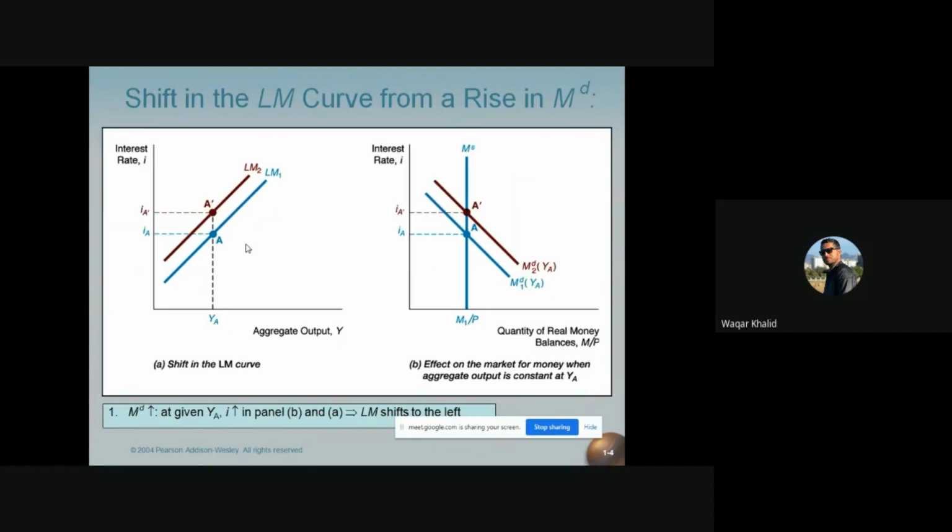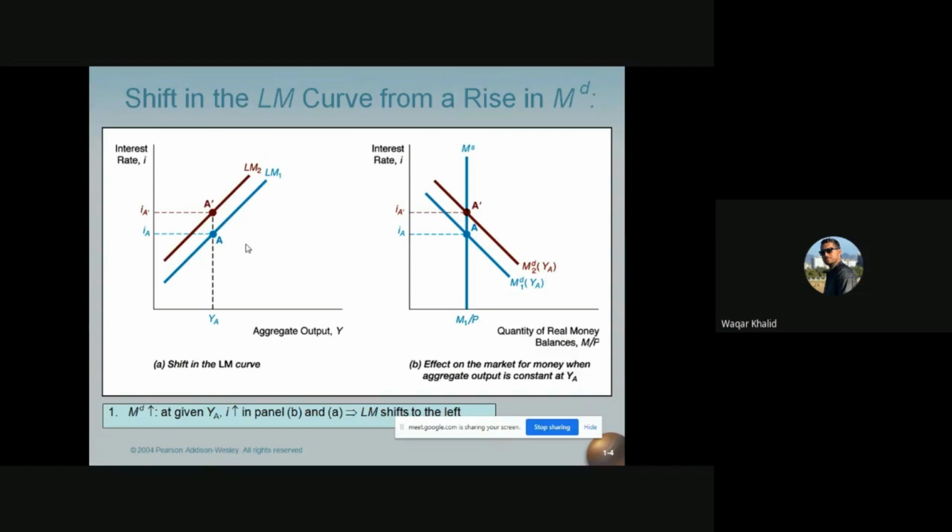Suppose we are at point A on the initial LM curve LM1. Suppose that a massive financial panic occurs, sending many companies into bankruptcy. Because bonds have become a riskier asset, people want to shift from holding bonds to holding money. They will hold more money at all interest rates and output levels. The resulting increase in money demand at an output level of YA is shown by a shift in the money demand curve from MD1 to MD2.